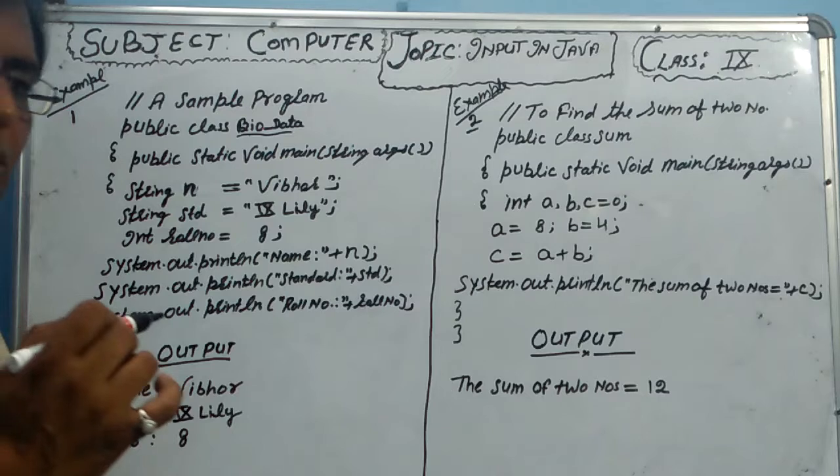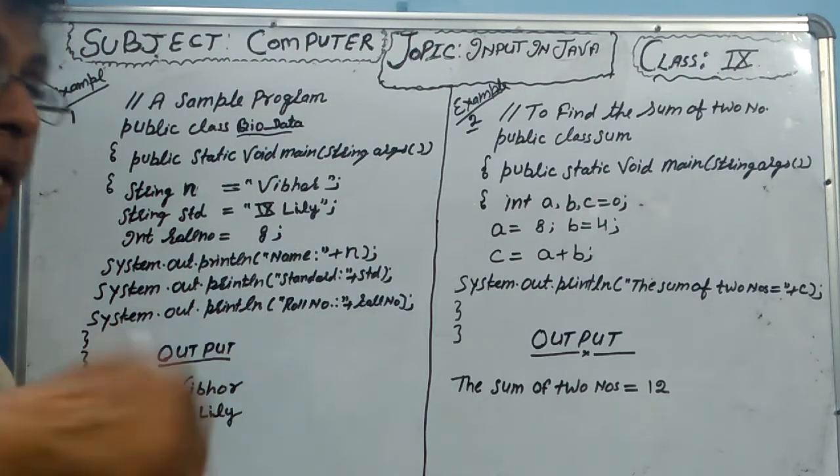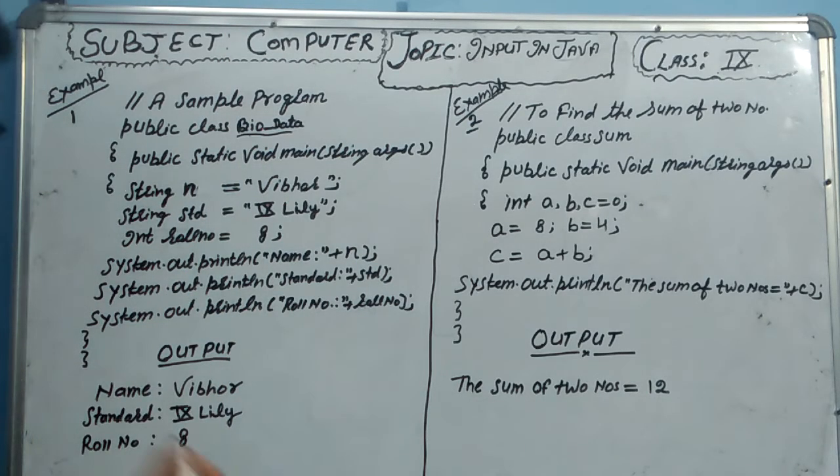Now the output. What will be the output of the program? When you run your program, you will see in front of the name your name, in front of the standard the class and section, and in front of the roll number, sorry, roll number is 8.